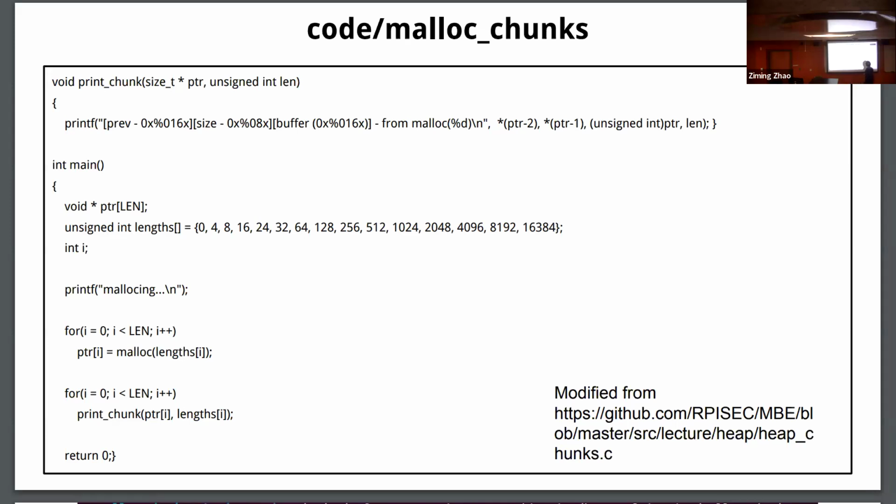So how do we print that? Malloc gives us the pointer. Pointer minus 1, we will get the second field of the metadata. Pointer minus 2, we get the first member's address. Then we just dereference that.